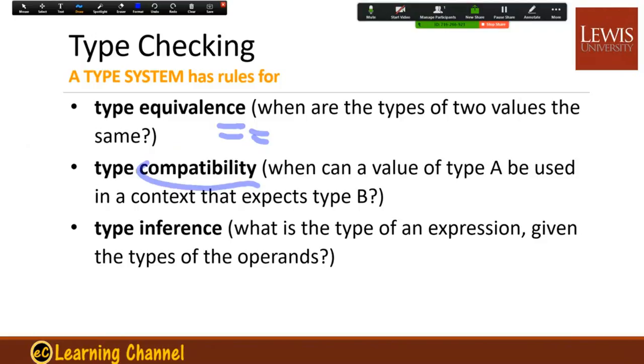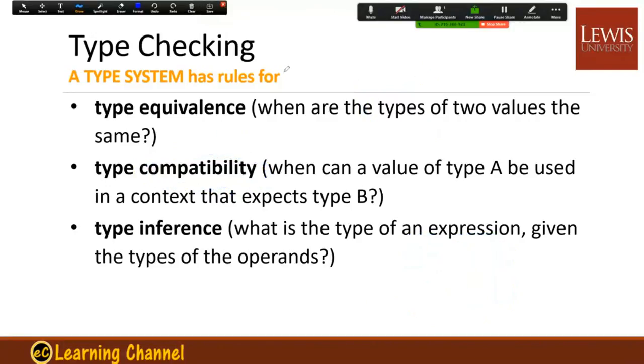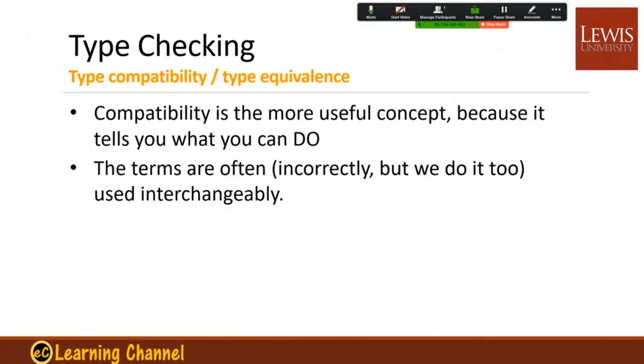equality. Compatible is okay. So type equivalence is closer, they need to almost overlap. With type compatibility, as long as you have compatibility, it's okay. Type inference is to determine some of the type. So for type checking, compatibility is the more useful concept, as it tells you what you can do.